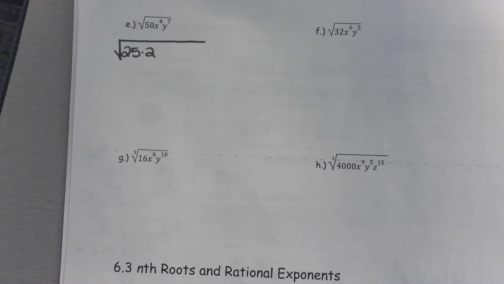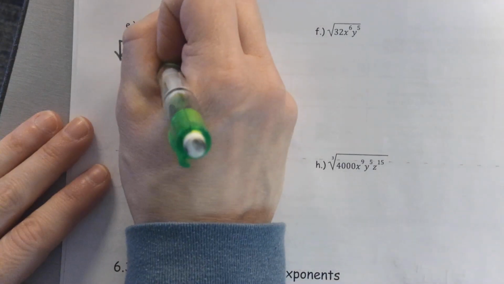Let's go to x to the 4th. Is 4 nicely divisible by 2? Good news. We'll just leave it as it is. It's all good to go.